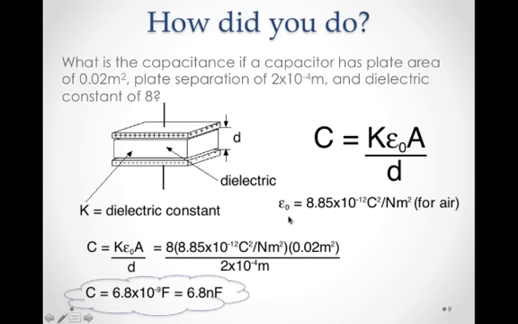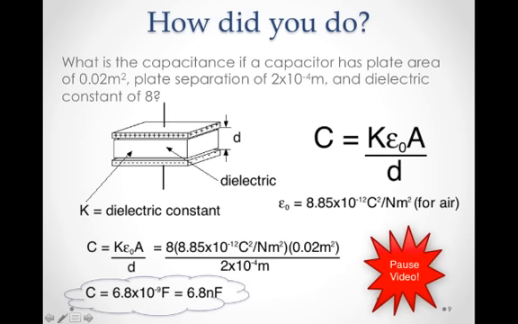So how did you do here? Well, we have a capacitor that has a dielectric, and so we would use this equation right here because it called out the dielectric constant of 8. Once you're using this equation, and you'll also have to use the permittivity of free space, it is a simple plug-in problem. So pause the video and check out how you did.